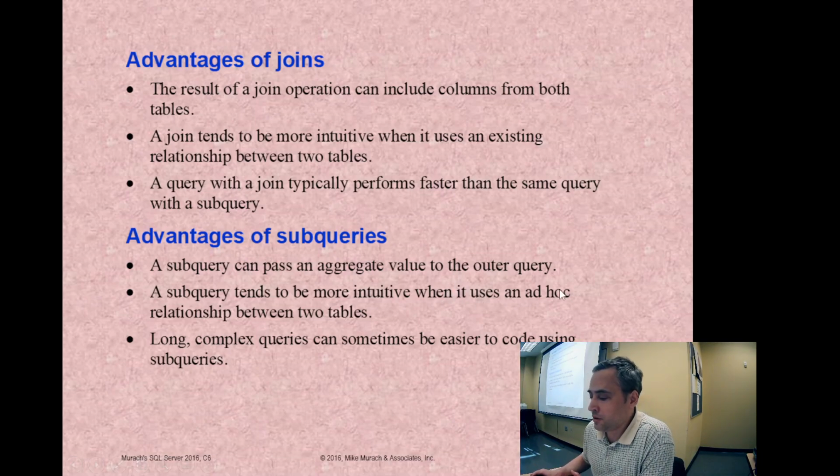Also, as it says over here on the slide, if you are using some ad hoc relationship, that is a relationship that is not defined in the database, then a subquery may be more intuitive. And the advantages of joins: they are faster. They are sometimes more intuitive when they use an existing relationship, a relationship that was defined in the database. And it's better when you want to include columns from both tables.